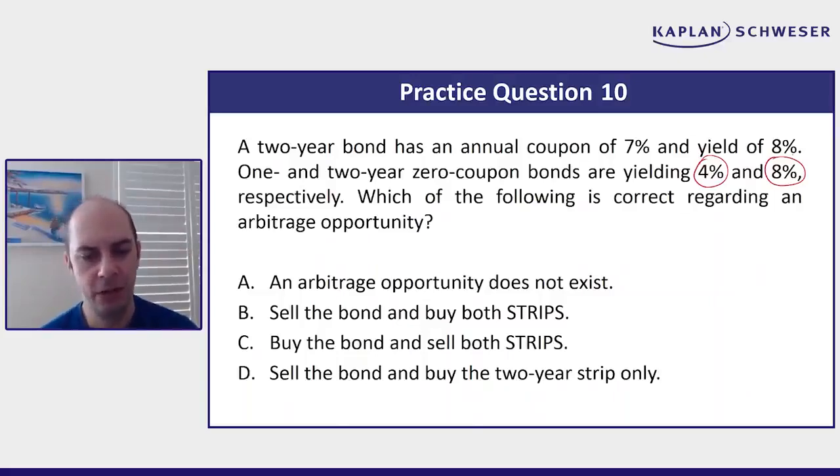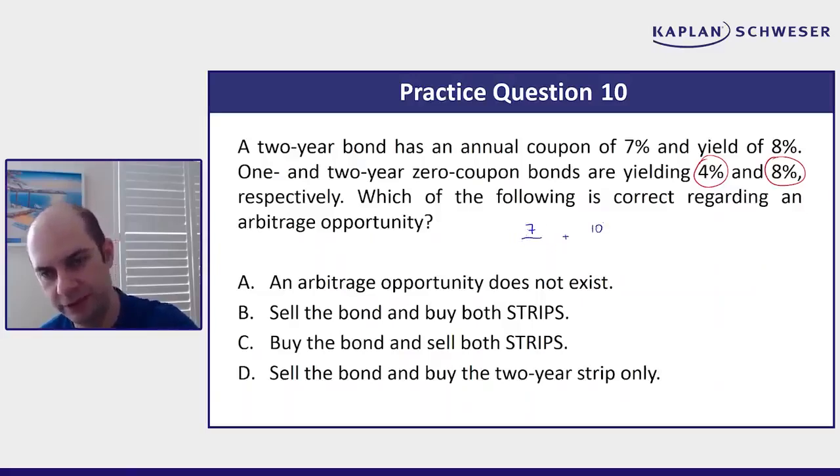Okay, so we could have been given discount factors, but in this case we're given spot rates. So that's absolutely fine. Same thing, really. I'm going to price the bond. So the bond is going to pay me $7 in year 1 and $107 in year 2. Or you can think of this as percentages of par. And I'm discounting this at 4% in year 1 and 8% in year 2. These are just the spot rates.